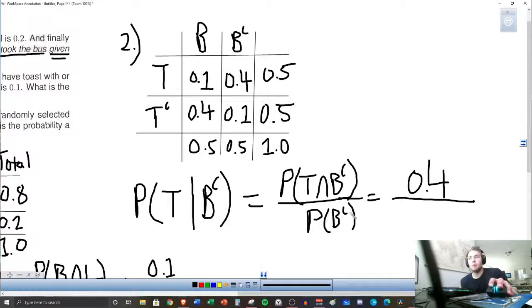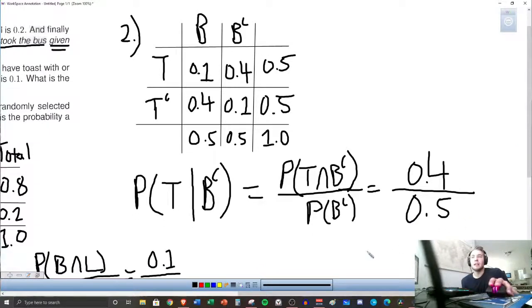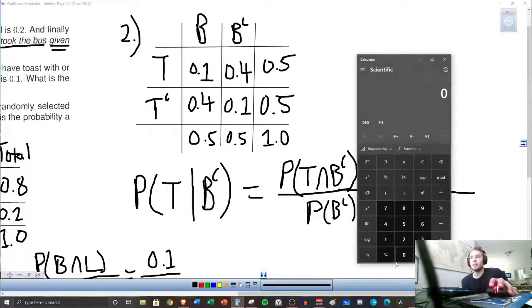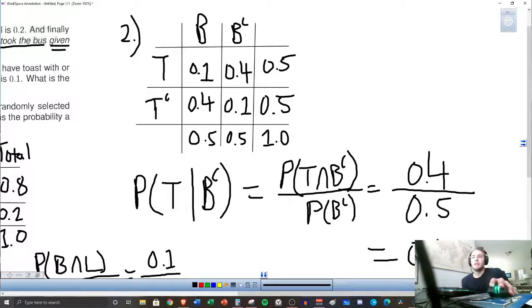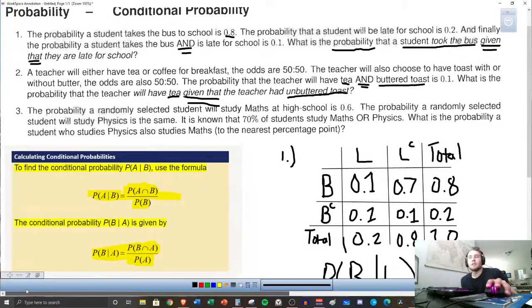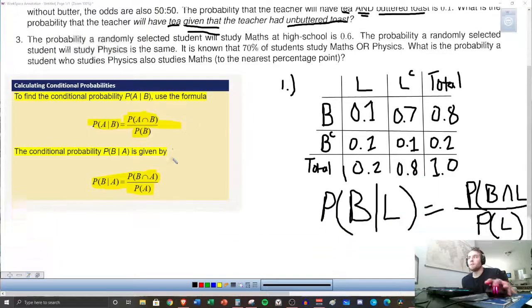On the bottom, B complement. Well, what's the probability of not buttered toast? So that's 50%, so 0.5. And then we end up with, I think that's just going to be 0.8, but let's just double confirm. 0.4 divided by 0.5 is 0.8. This is going to be sort of the rhythm that you want with all these questions. Number 3 is where it really starts to get a little bit wild, okay?